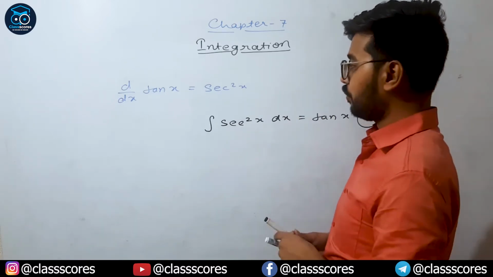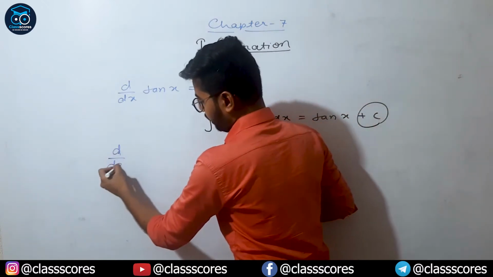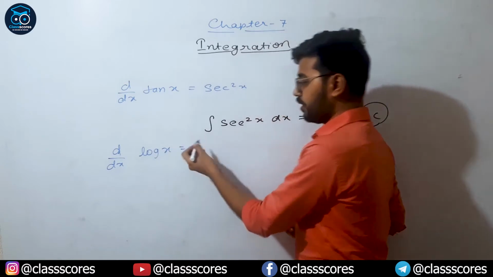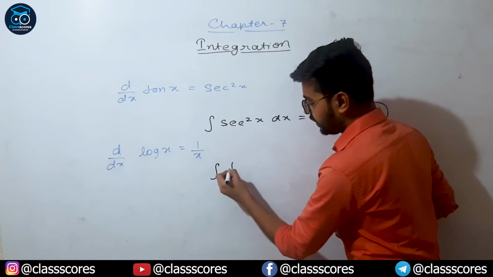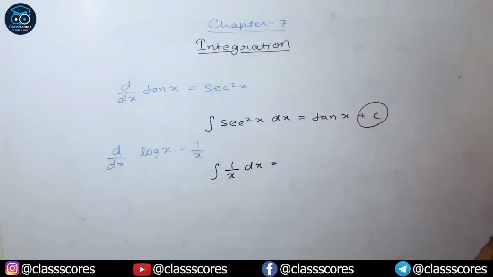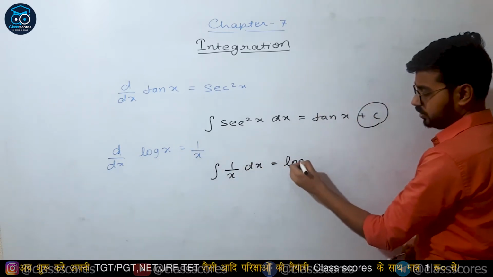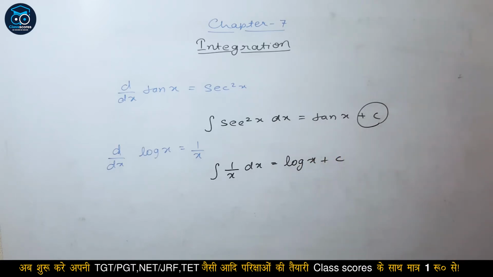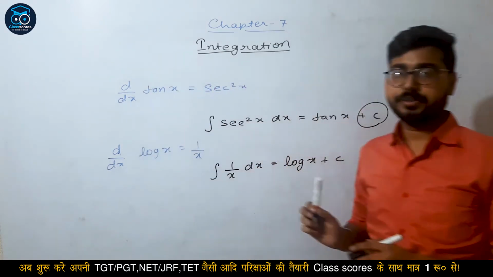Like we can take one more example, the derivative of log x. We know the derivative of log x is 1 upon x. So now if we integrate the term 1 upon x with respect to x, the integration of 1 upon x is log x. So the integration is log x plus c. These things we are going to learn in this chapter.